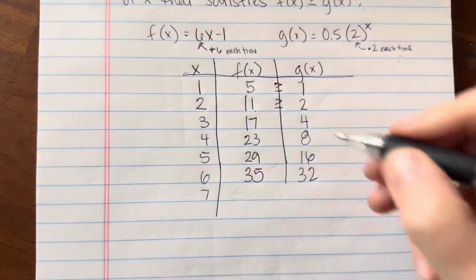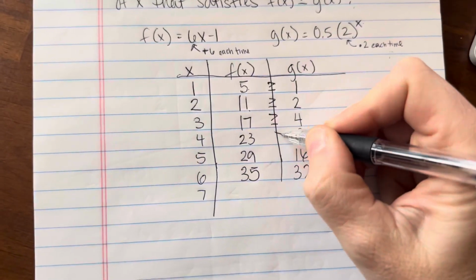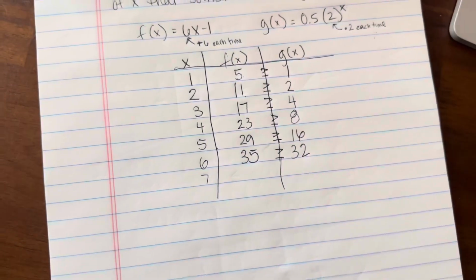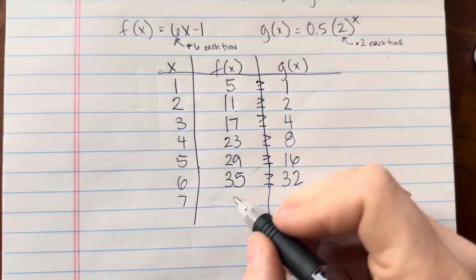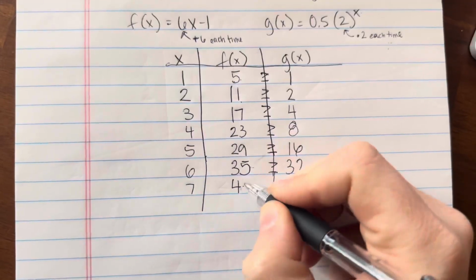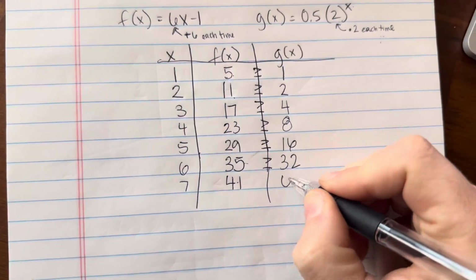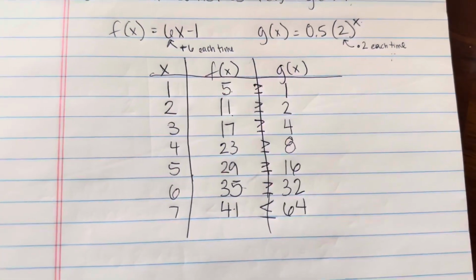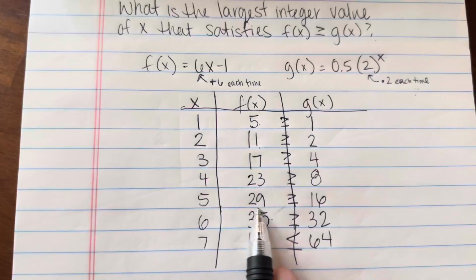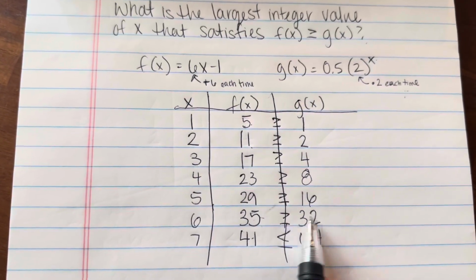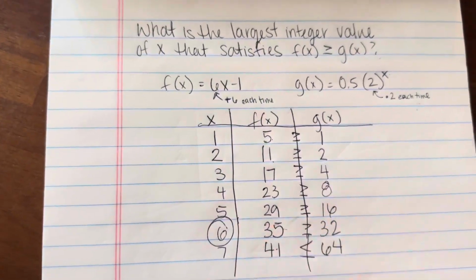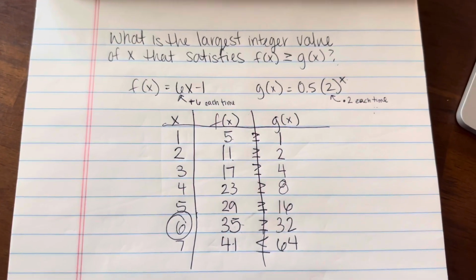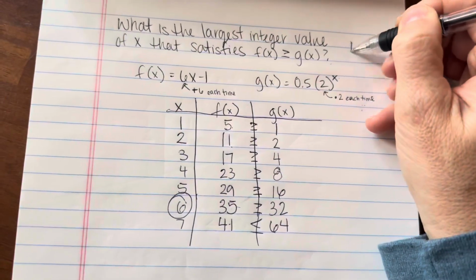All right, so I'm going to check out where I'm at. This is still true. This is still true. This is still true. All right, it's still true there. So I'm going to keep going. And I'm going to end up adding 6 more, giving me 41. Doubling this again gives me 64. And we can see that's where that shift happens. So the very last x value where f of x was still bigger or equal to g of x before it changed was 6. So our answer, what is the largest integer value of x that makes this true? Our answer here would be 6.